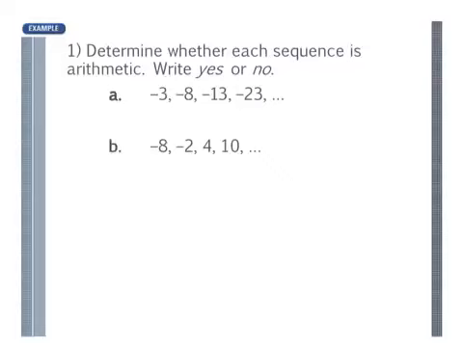In this example, you need to determine whether or not the sequence is arithmetic. Letter A, no, that is not arithmetic. It might look like it is because negative 3 minus 5 is negative 8, negative 8 minus 5 is negative 13, but negative 13 minus 10 is negative 23. Letter B, yes, that one is arithmetic because negative 8 plus 6 is negative 2, negative 2 plus 6 is 4, 4 plus 6 is 10.